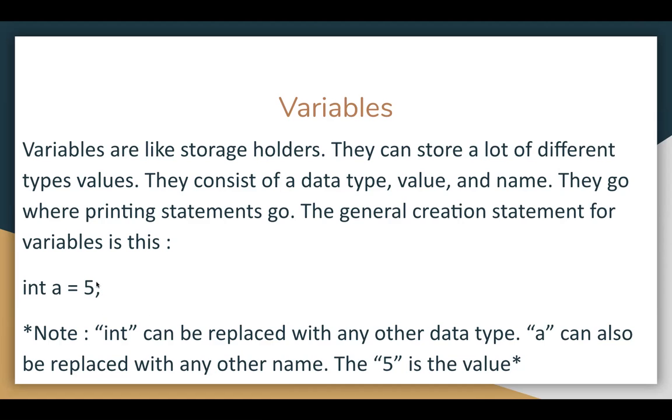And there's a semicolon here, as there is with most Java statements. This is just a general note here. Again, int can be replaced with any other data type, which means you can put it with string, you can do boolean, you can do double, any of those that we already learned. A can also be replaced with any other name, and the 5 is the value of the variable.